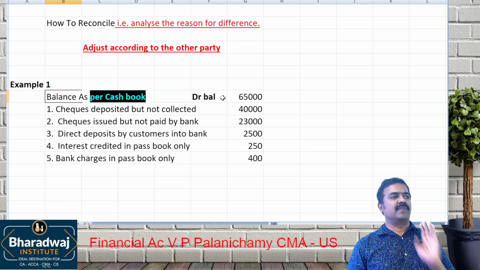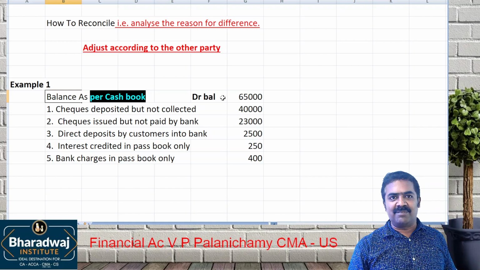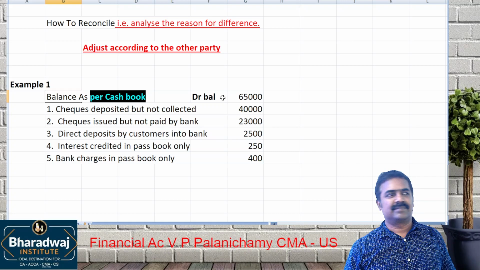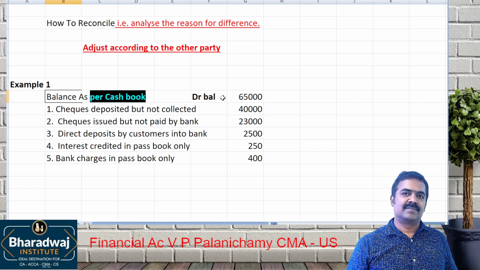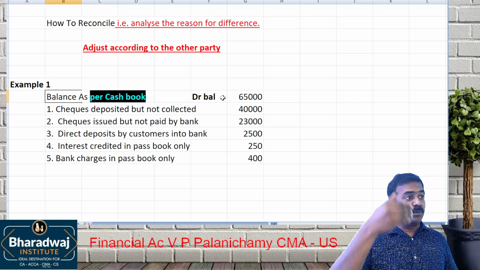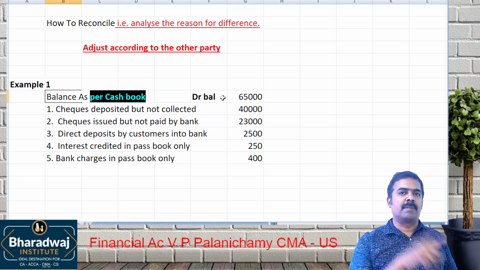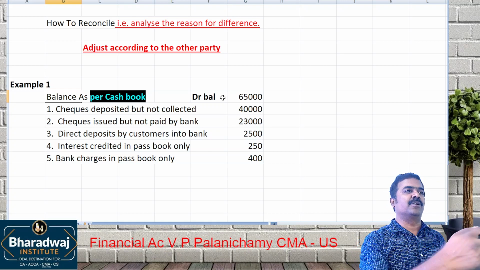So how to adjust it? Very simple. We have added something, the banker has not added. What to do? Reduce it. Sometimes we would have deducted, for example when we issue a check, but the banker would not have deducted. What to do? Add it back. Simple. Adjust according to the other party.